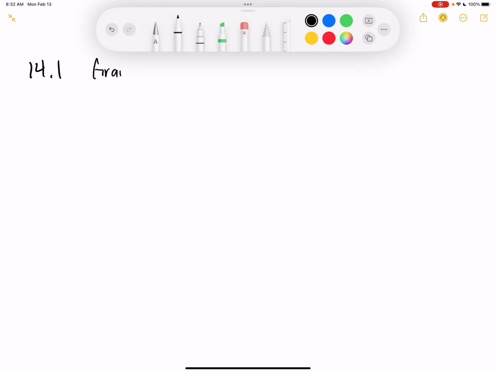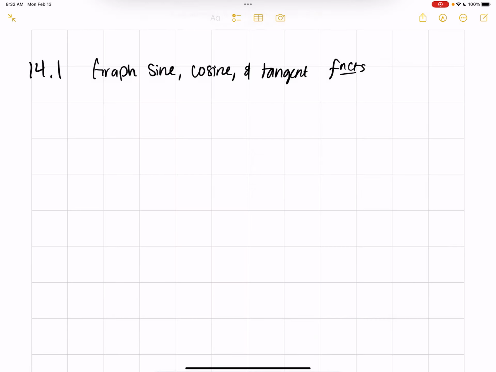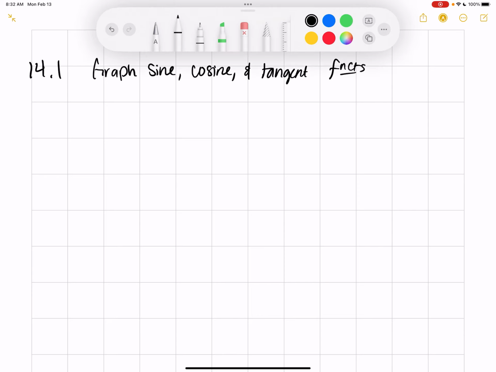14.1 graph sine, cosine, and tangent functions. So I'm going to put all right, so I'm going to do sine first.